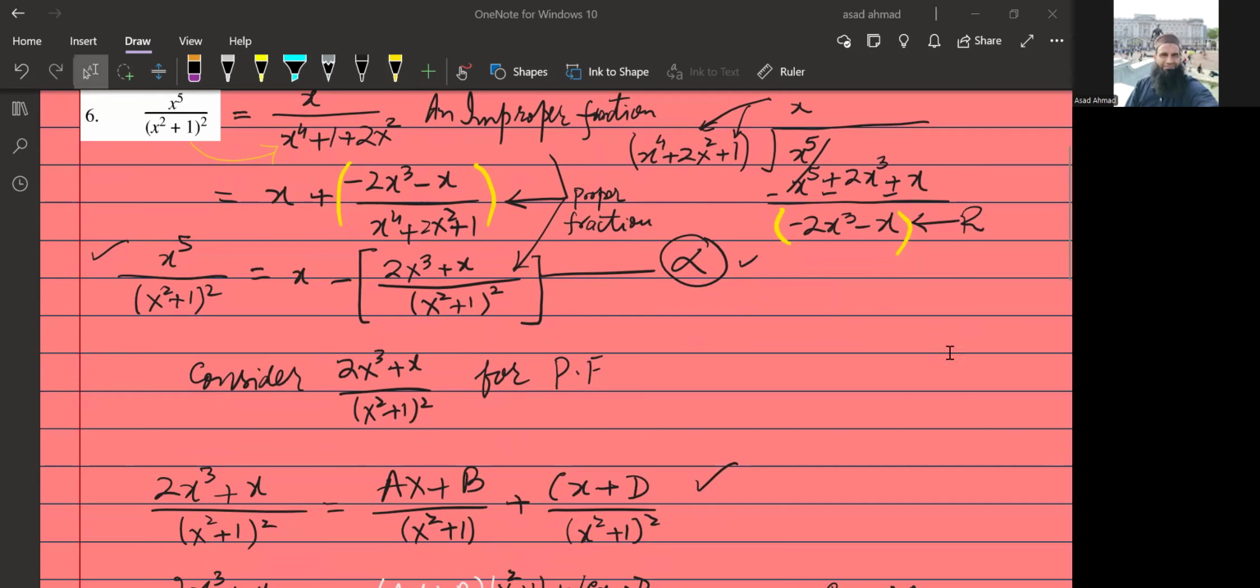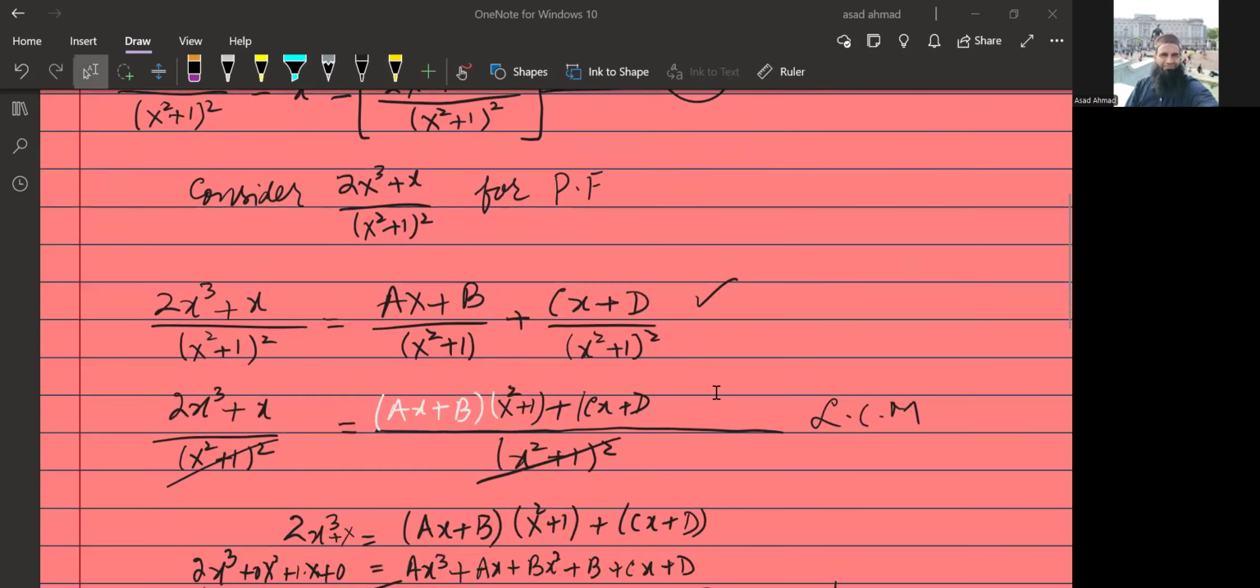And for partial fraction, we have written 2x cube plus x over x square plus 1. It is a proper fraction, and the denominator contains repeated quadratic factors. So that's why we always write the ax plus b form of partial fraction when there are quadratics in the denominator. So next will be cx plus d over x square plus 1 whole square. This is the format that we use for repeated quadratic factors.